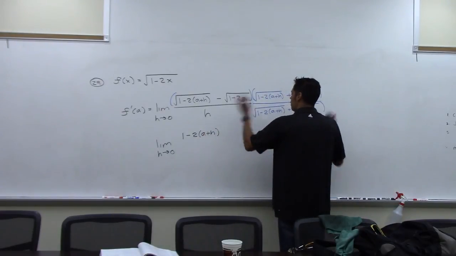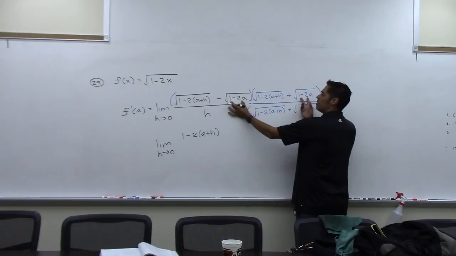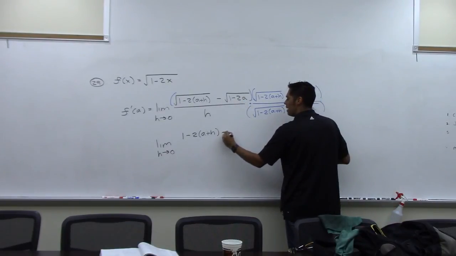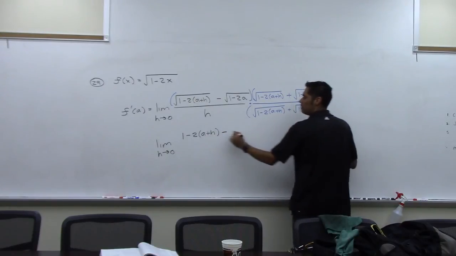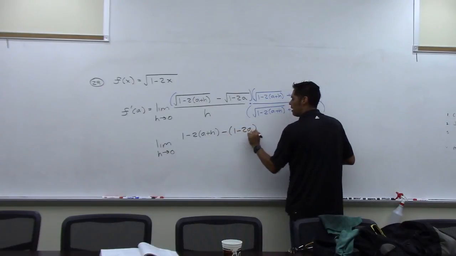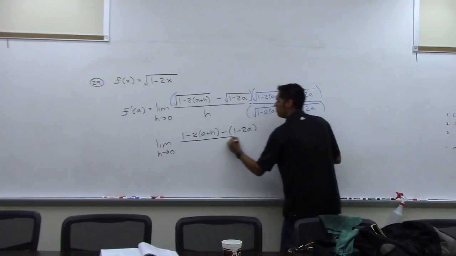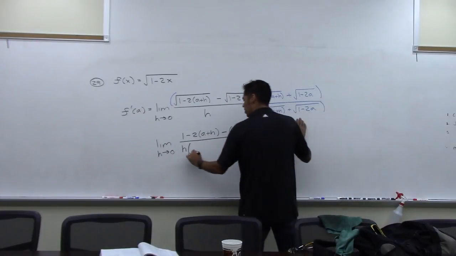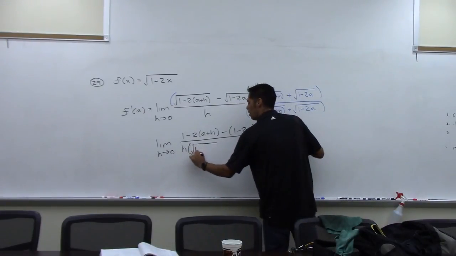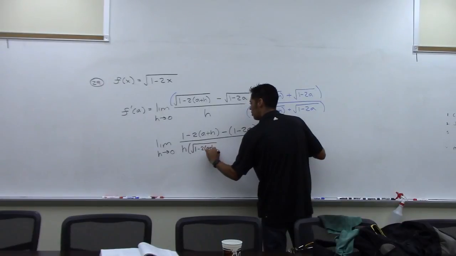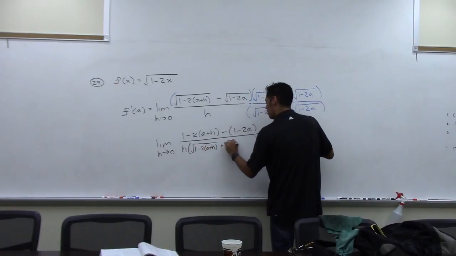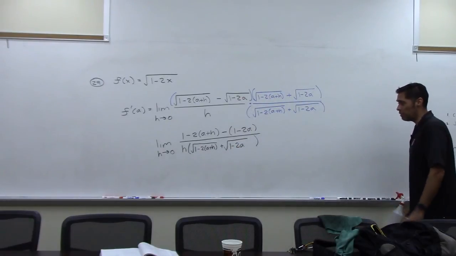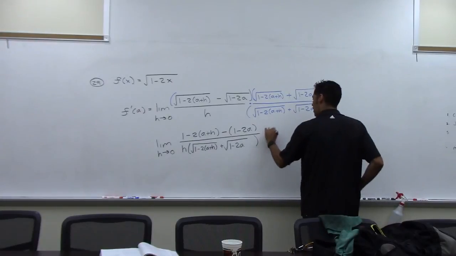And then when you do the middle ones, they go away. The last ones, this times this, the root goes away, but positive times negative is negative. So you're going to have negative of whatever was under there, 1 minus 2a. And you have to have that in parentheses. Over h times, and I'm not multiplying this, all this junk, square root 1 minus 2 times a plus h plus square root of 1 minus 2a. And I know for a fact the numerator should clean up.